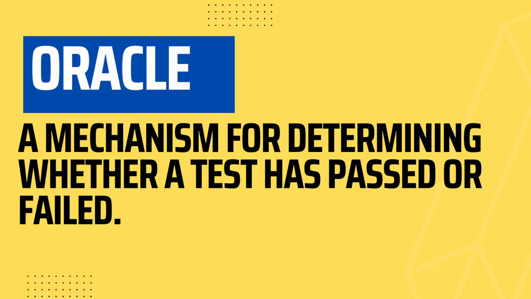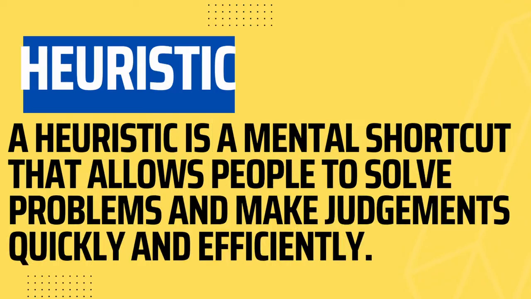Often, requirements are used for this, but you could also have a person be an oracle, for example, a business analyst. Another one that can be used as an oracle is a heuristic. Let's go into what that is. A heuristic is a mental shortcut that allows people to solve problems and make judgments quickly and efficiently.